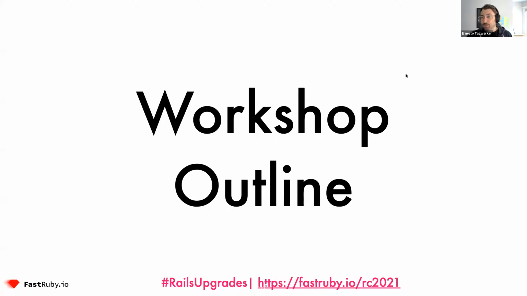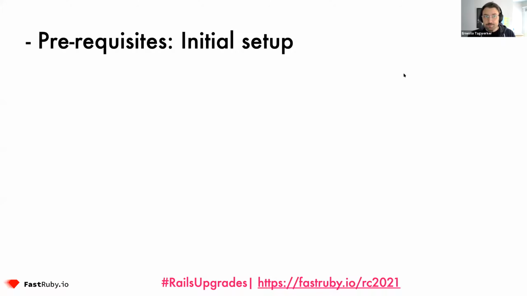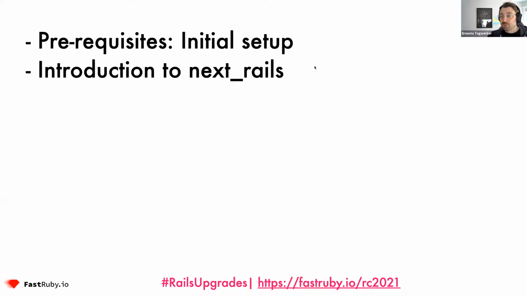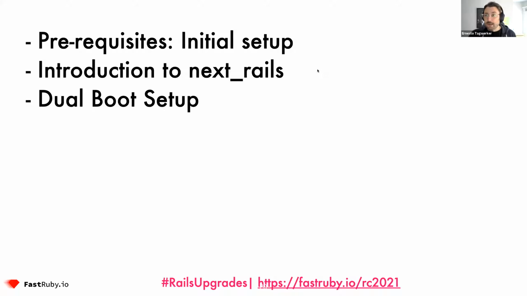So in this workshop, we want to show you a gradual way to upgrade. It's going to be composed of 7 different steps. First, we want you to set up your application to basically make sure that you can bundle install and run your test suite. If you're using our sample application, we want you to set up Docker Compose and Git, which will make it easier for everybody. Then we're going to introduce you to a gem that we really like. It's called Next Rails, which will allow us to set up dual booting for our Rails applications.